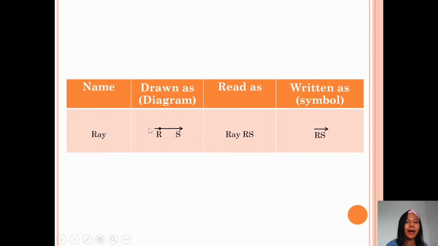Okay, so this diagram is read as ray EST. Everybody, can you read this diagram? Ray EST.